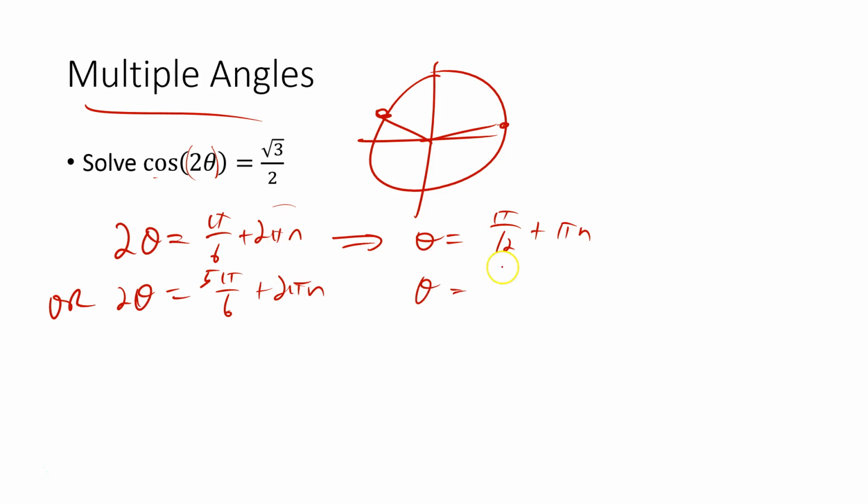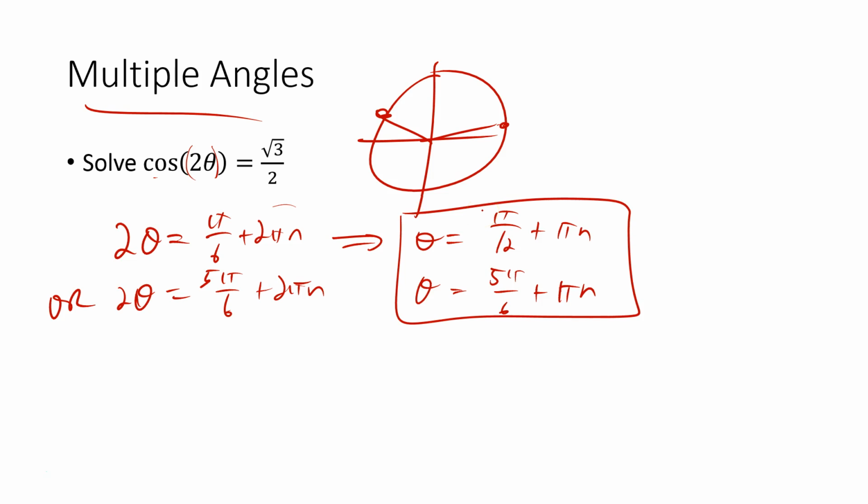Okay. So theta could be 5 pi over 12 plus pi n, because we're dividing by 2. So those are our two solutions. That's really all there is to it. So solve first, then your last step will be to divide or multiply.